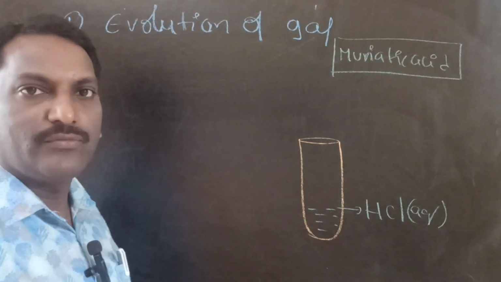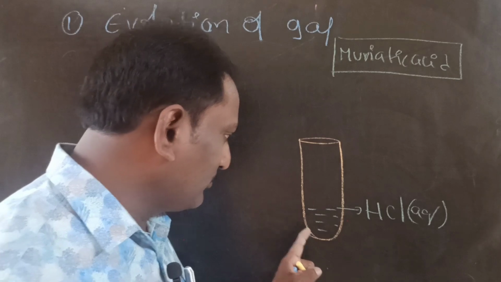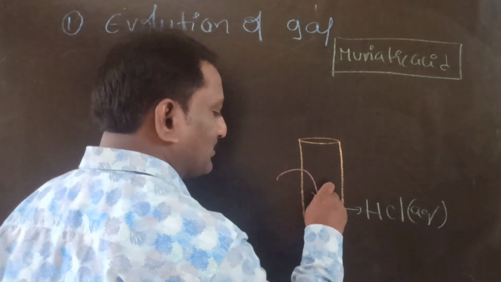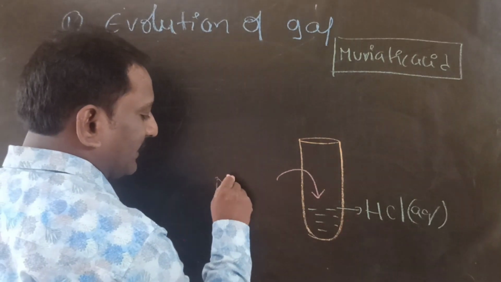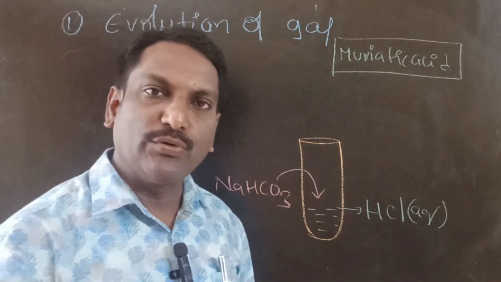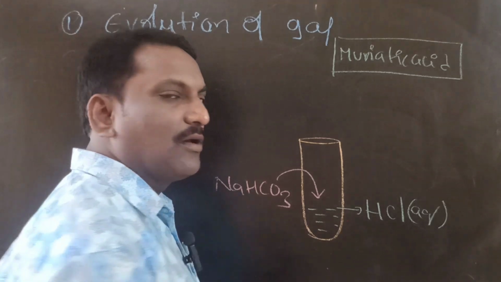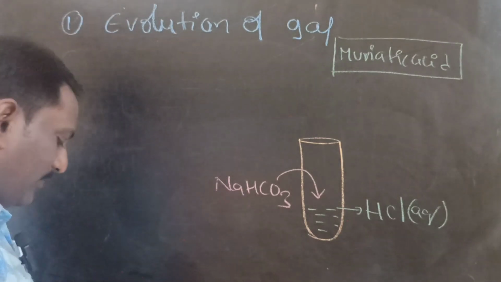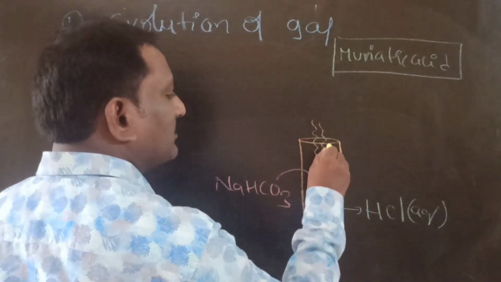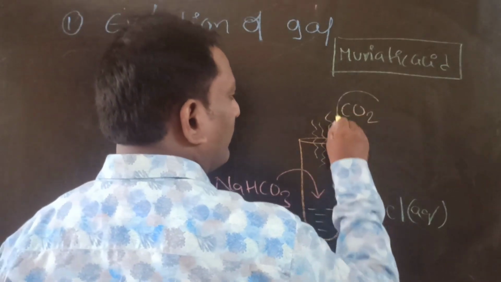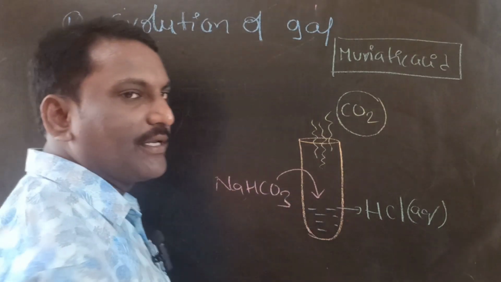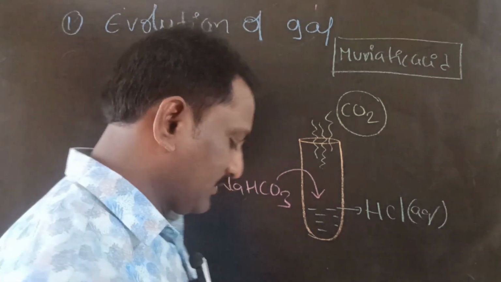Take a few ml of aqueous solution of hydrochloric acid in a test tube as shown in the figure, and add a few grams of baking soda. Baking soda formula NaHCO3, sodium hydrogen carbonate, also called sodium bicarbonate, commonly called baking soda. What will happen? You must have seen the evolution of carbon dioxide gas. The reaction between baking soda and hydrochloric acid is characterized by evolution of gas.